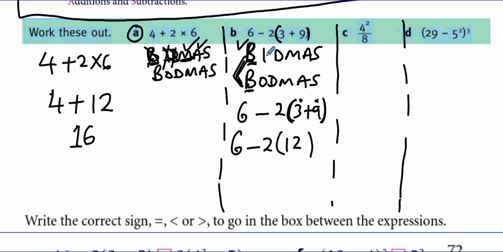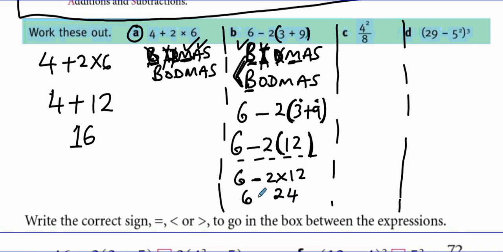So brackets is done. Now for BIDMAS, we have powers or indices. We don't have powers. Okay, do we have division? In here, we don't have division. Do we have multiplication? Yes, we have indirect multiplication, and this is brackets. Can you see this? So this will mean 6 minus 2 times 12. When you see the brackets, it means 2 times 12. Now, what is 2 times 12? The answer is 24. Now this will be 6 minus 24.